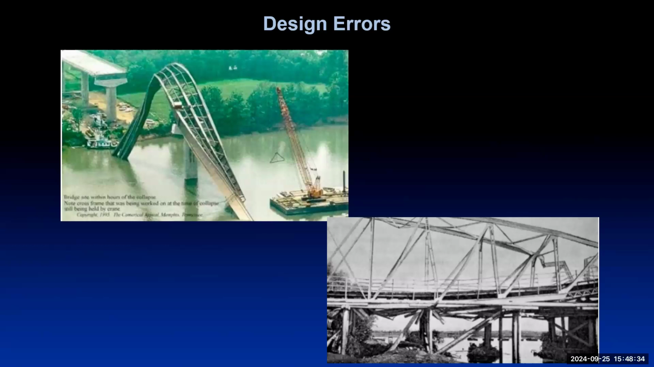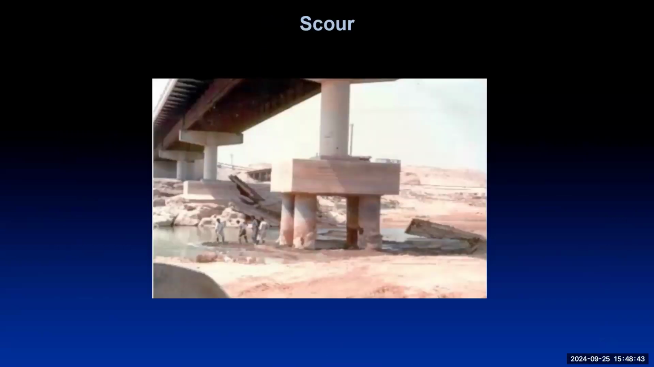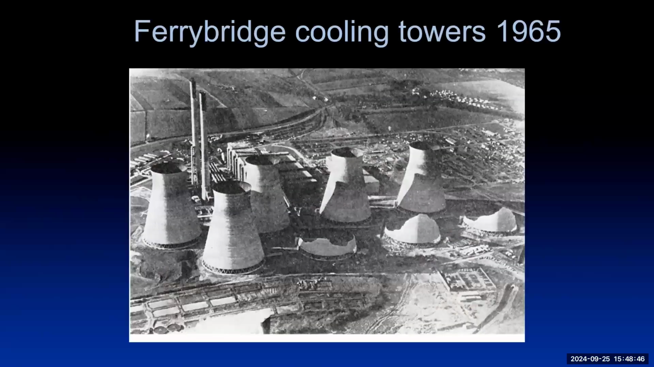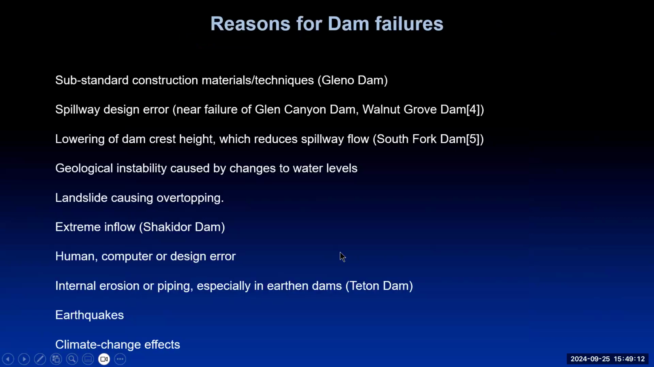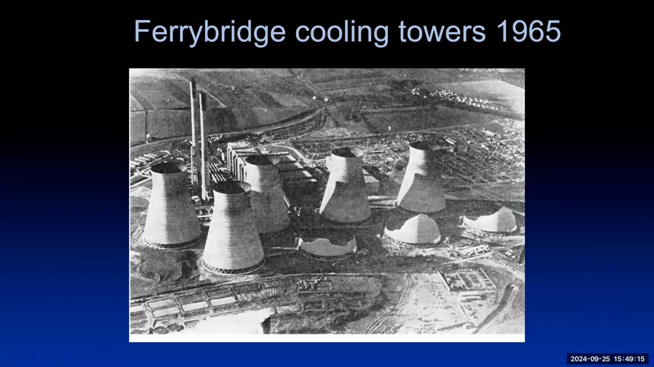So then there are design errors, and here are a couple of pictures of errors which have occurred on bridges, scour in bridges as well. The Ferry Bridge cooling towers in 1965, with a wind which was coming from this direction. Why did those three towers fall down? Aerodynamic, because of a Venturi effect in which the wind was channeled between the towers upstream and created a larger force on the ones downstream.